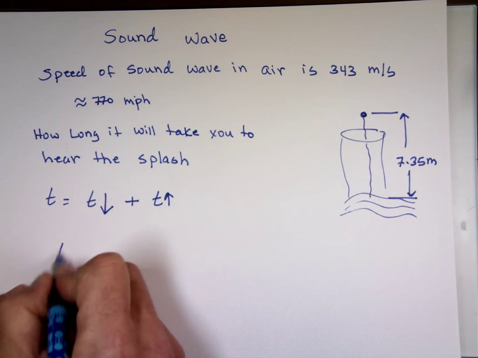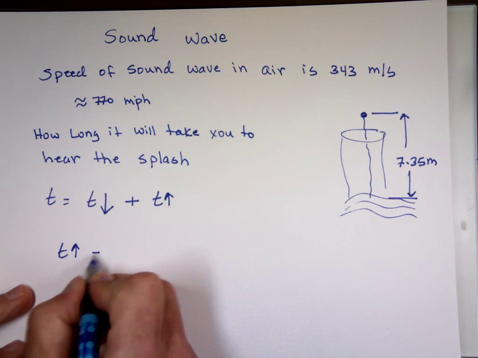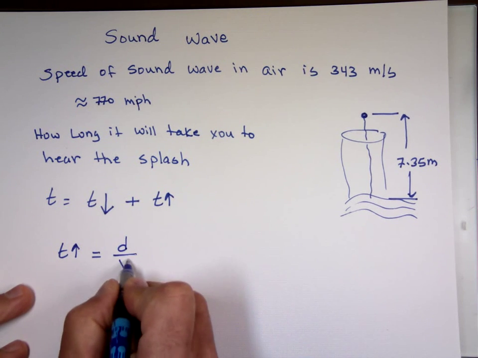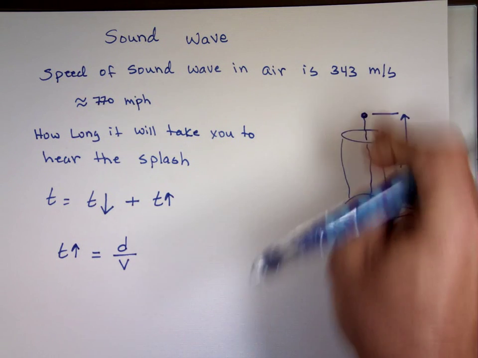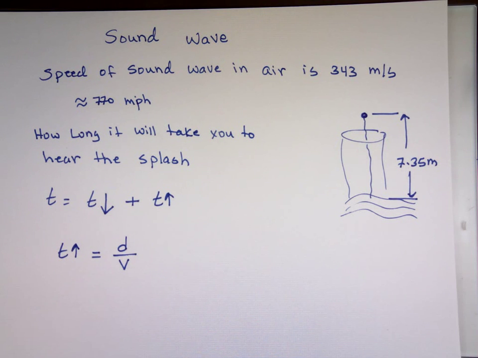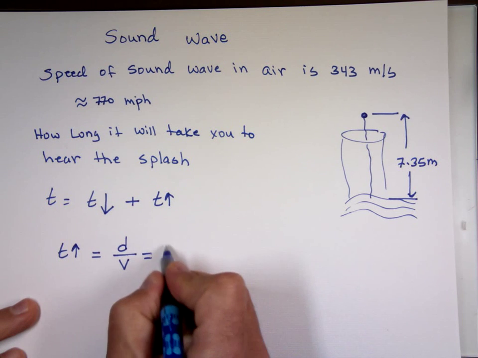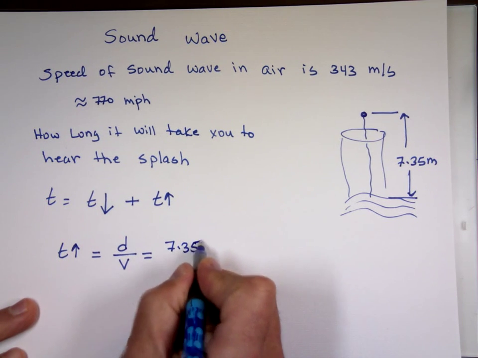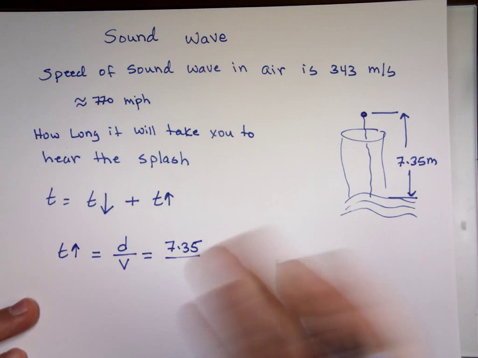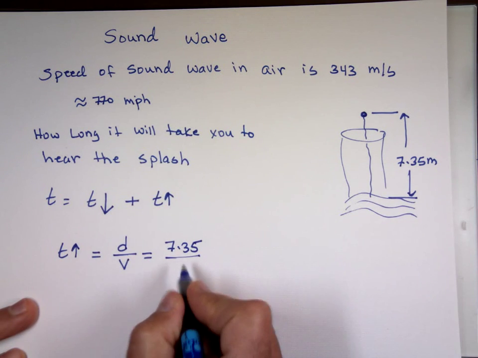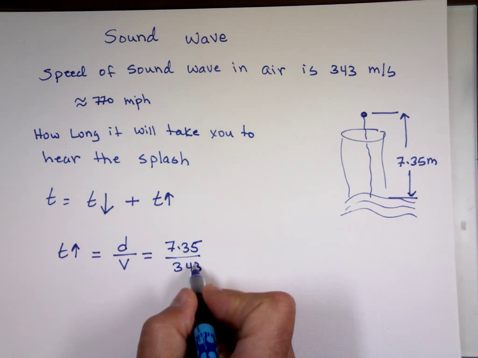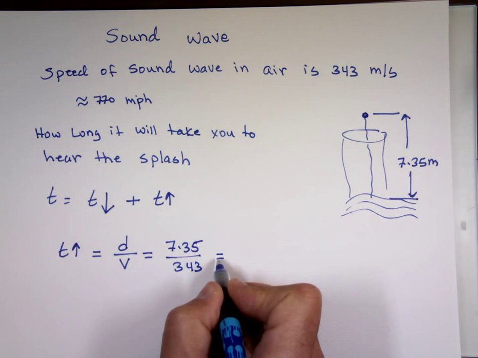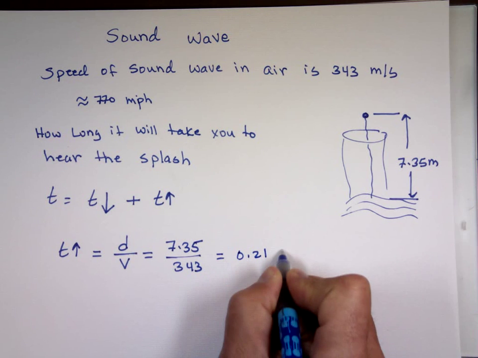So now the time to travel up is going to be the distance divided by the velocity. Now the coin is not going to go up, but the sound wave, once that coin hits the water, is going to travel through the air to your ear. Well, we know the distance, which is 7.35, and we know the velocity of sound wave in air is 343. You divide the two numbers, and that will give us 0.021 second.